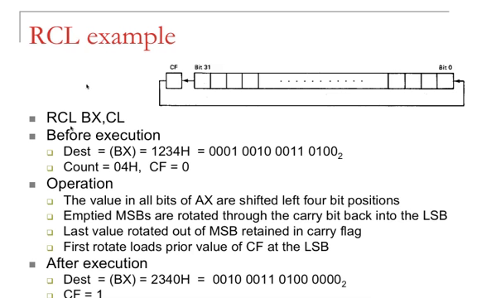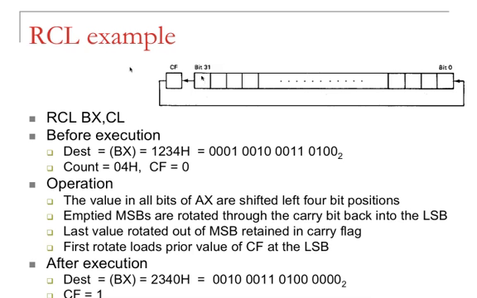But let's get back to this example. We have RCL BX, comma CL. Before the execution of this instruction, let's assume that we have 1234 hexadecimal in BX, and we're going to rotate 4 bits, and the initial carry flag is 0. So all the bits of BX are shifted to the left by 4-bit positions. The emptied MSB are rotated through the carry bit back into the LSB, as we show in this diagram.